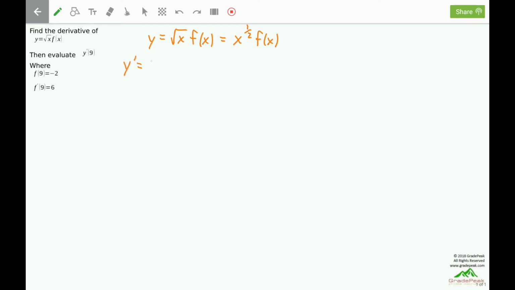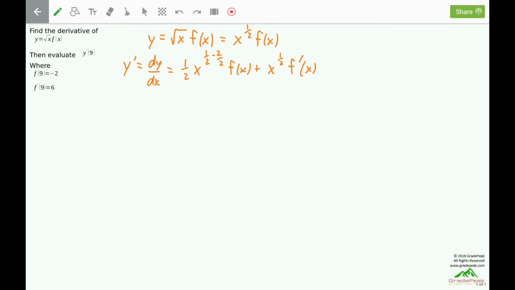So the derivative y prime, which can also be called dy dx, will be the derivative of the first, power rule. Bring the power down, subtract 1 from it, I will call that 2/2. Derivative of the first times the second left alone plus the first left alone, x to the 1/2, times the derivative of the second, I will call that f prime of x.